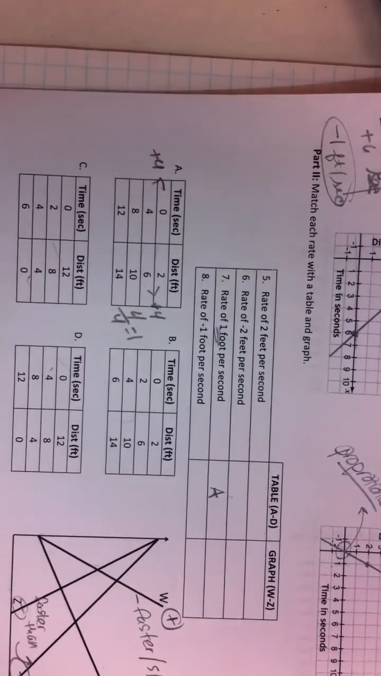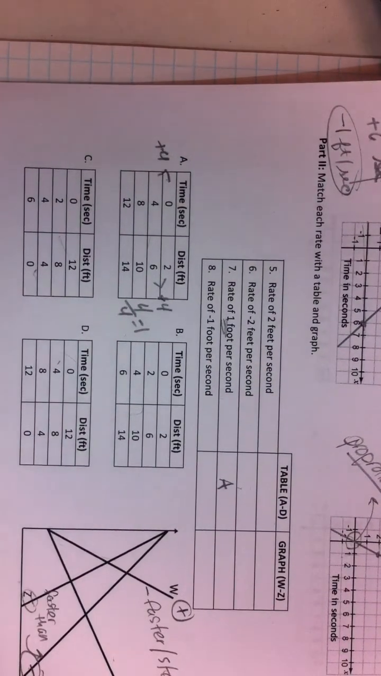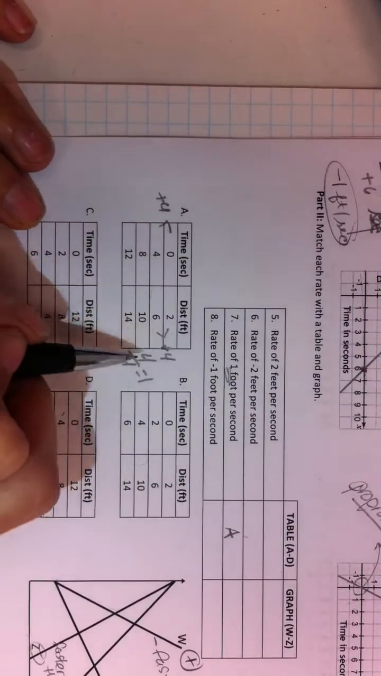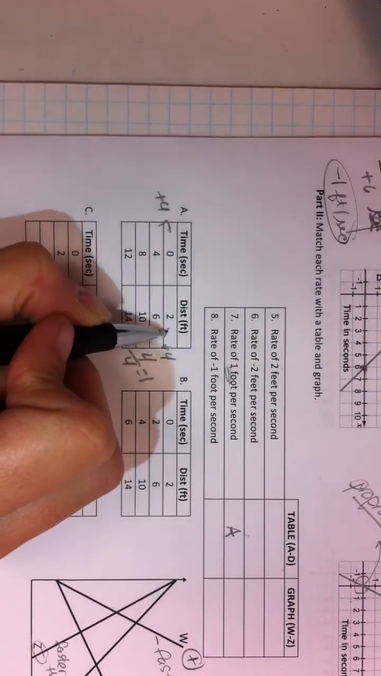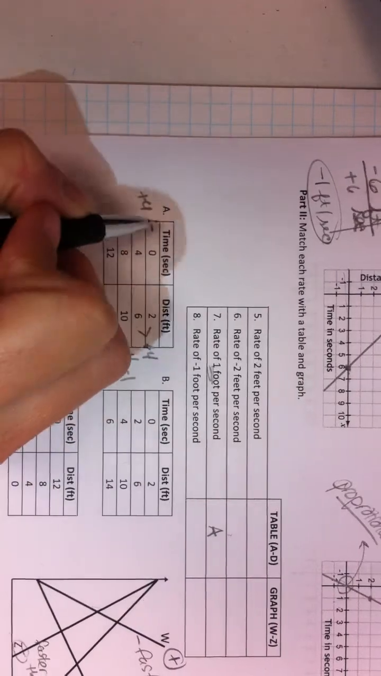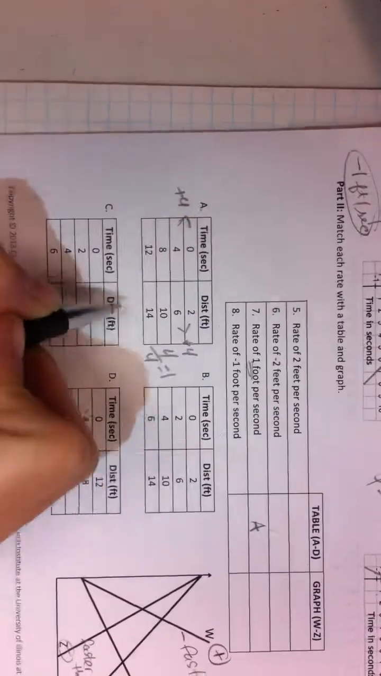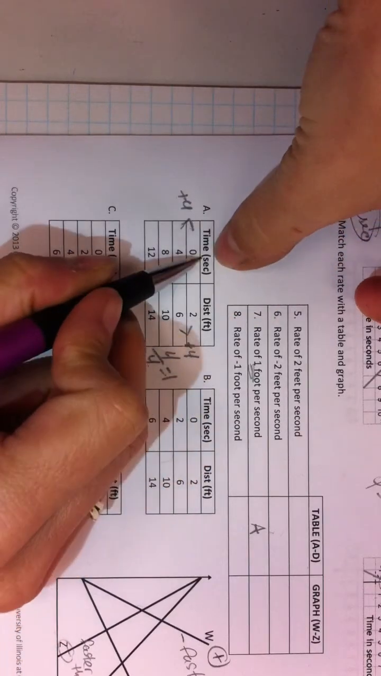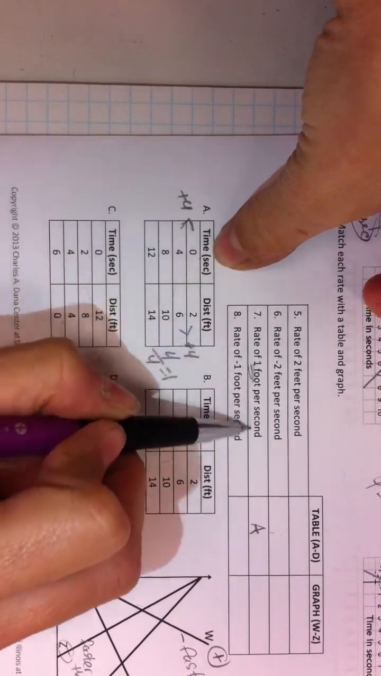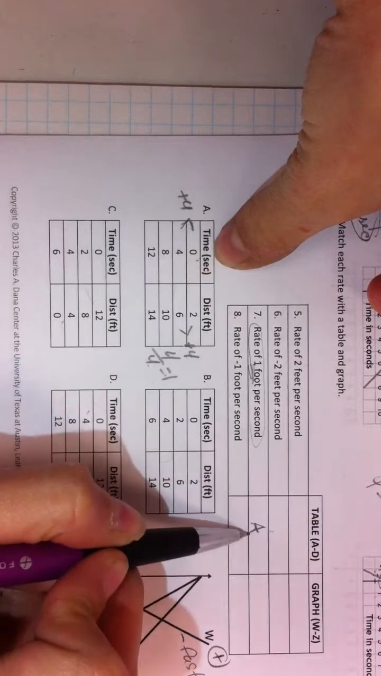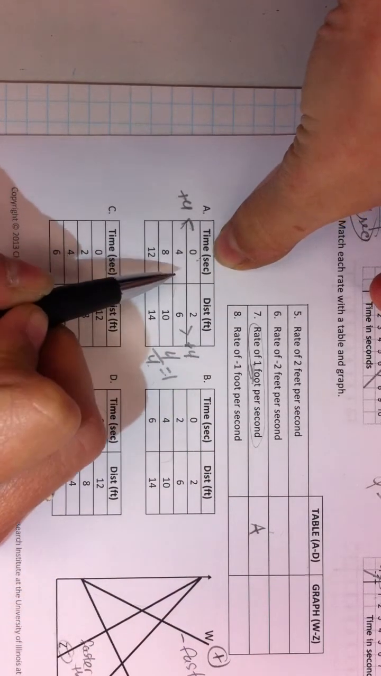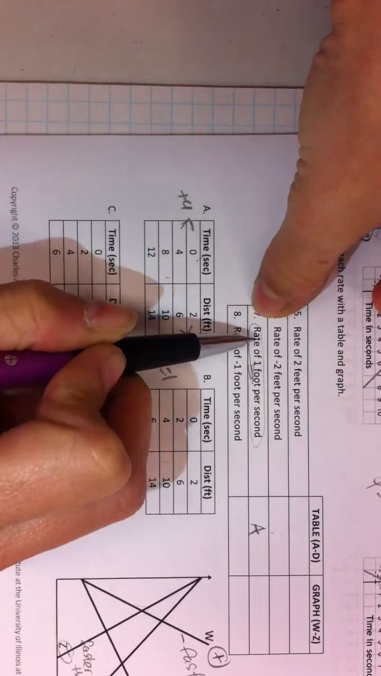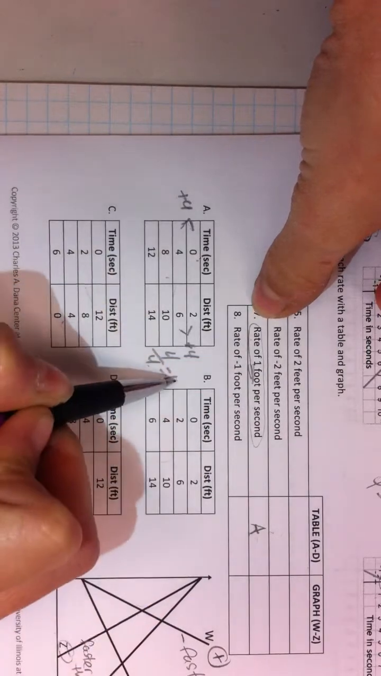Okay, now we have to match each rate with a table and a graph. Let's do the tables first. I already started a little bit here. So I've got a change of positive 4 here and a change of positive 4 here. This 4 divided by 4 equals 1, and it's feet per second. So the rate is 1 foot per second. So table A must match up with number 7, the rate of 1 foot per second, because that's my rate.